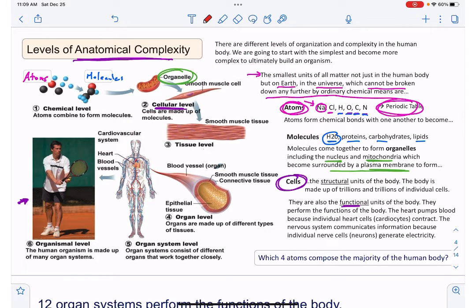The next level is when you take groups of cells and those cell products, and those come together to form tissues. We'll talk about the different types of tissues in this class. There are epithelial tissues, there are connective tissues, which include cartilage, bone, areolar tissue, and stuff to that effect, and then there's also muscular tissue and nervous tissue. So you have the tissue level.